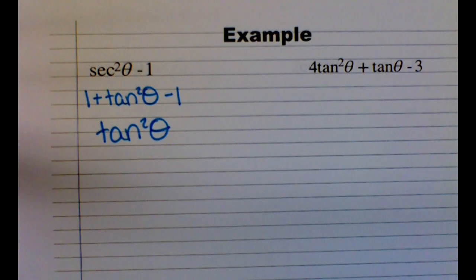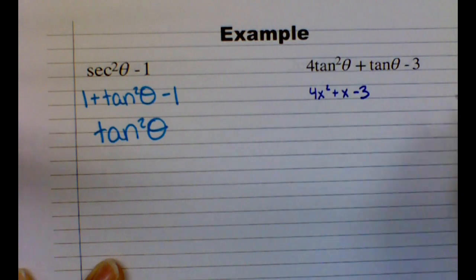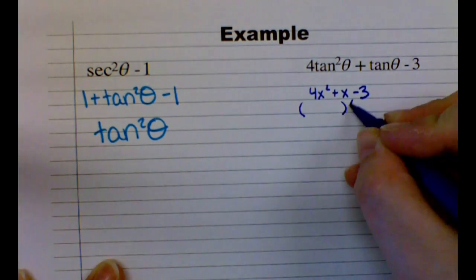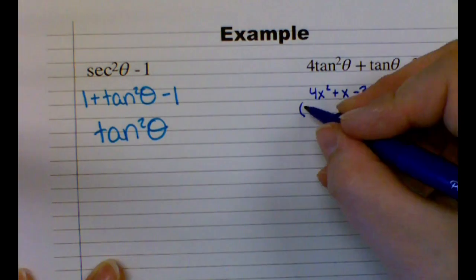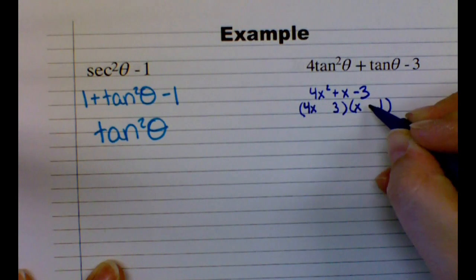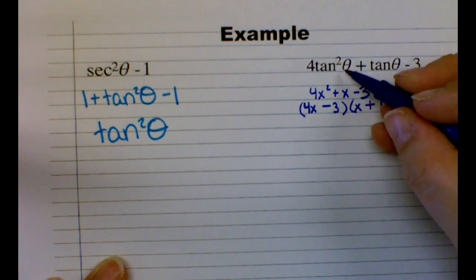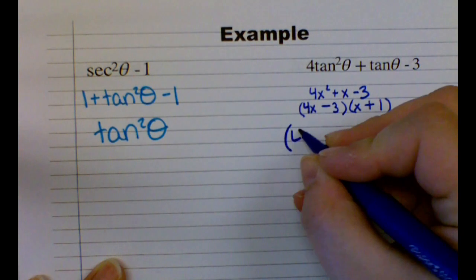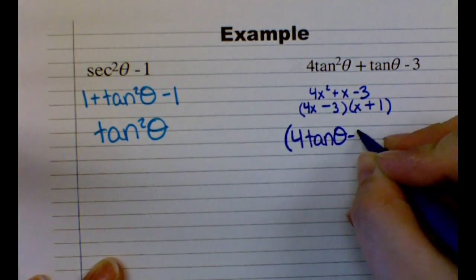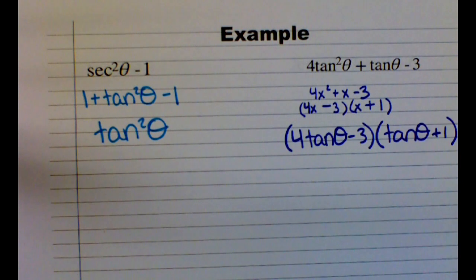For this next one, we have to get a little creative. We are going to factor. If this said 4x squared plus x minus 3, we would dive right into factoring, right? 2 sets of parentheses, 4 and 1 or 2 and 2. I'm going to go 4 and 1, 3 and 1, positive 4, negative 3. Easy, we've done that. Instead of x, we just have tangent of theta. So it's really 4 tangent of theta minus 3 times tangent of theta plus 1. So we can also factor it.